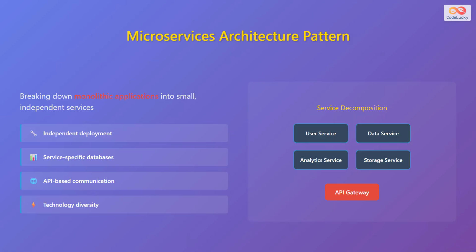The microservices architecture pattern involves breaking down monolithic applications into small, independent services. Each microservice can be deployed independently. Each microservice uses service-specific databases. The microservices communicate through Application Programming Interface, or API-based communication. There is technology diversity within each microservice. The architecture involves decomposing the application into services such as a user service, a data service, an analytics service, and a storage service, all accessed through an API gateway.